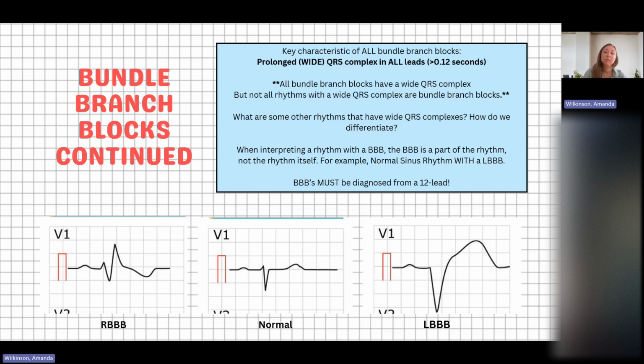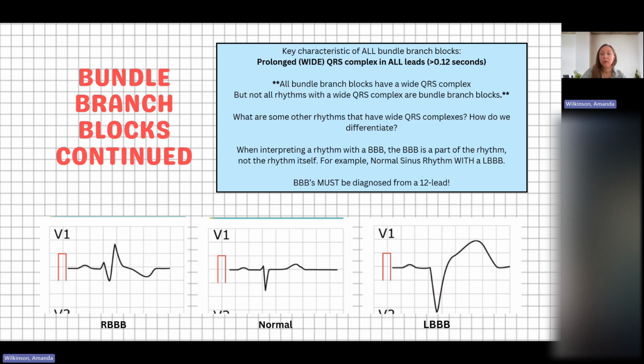We have our ventricular rhythms, like our ventricular tachycardia or idioventricular rhythms. Hyperkalemia can cause it, pre-excitation syndromes, paced rhythms, and then toxicities or medications that slow conduction. So a bundle branch block is part of the rhythm, but it's not the rhythm itself.